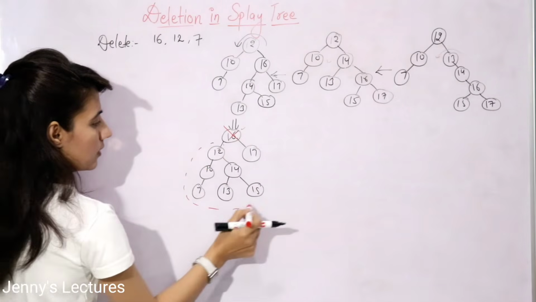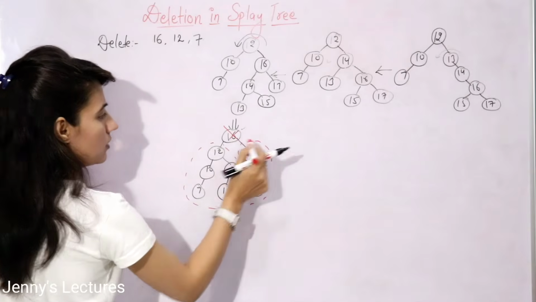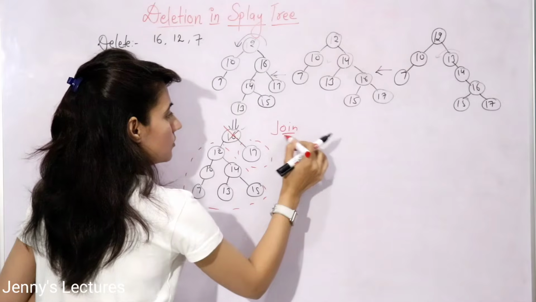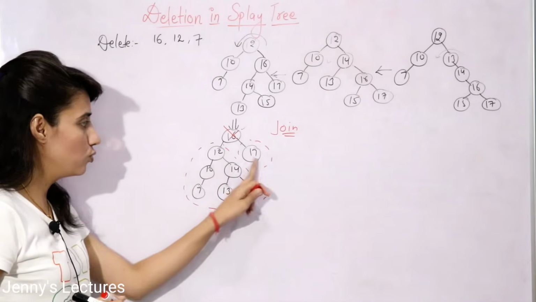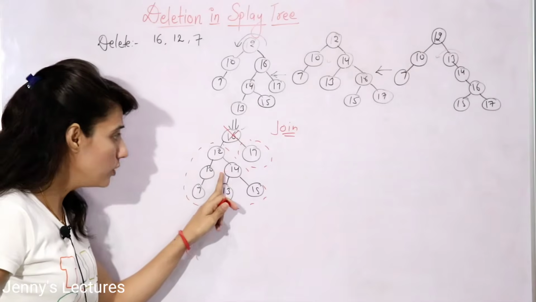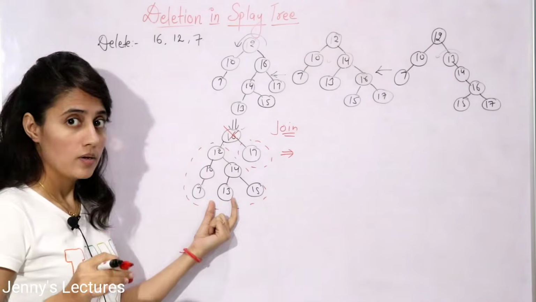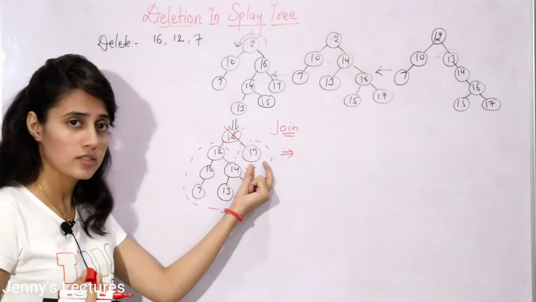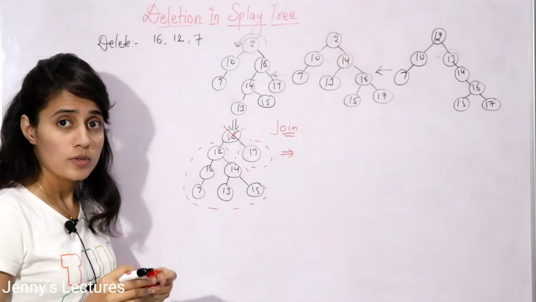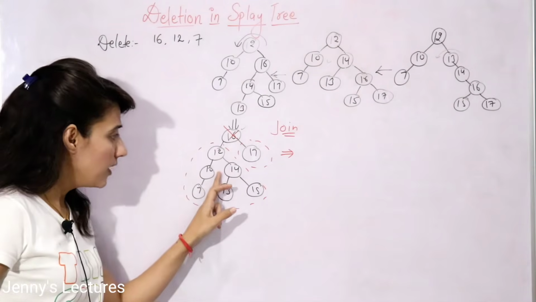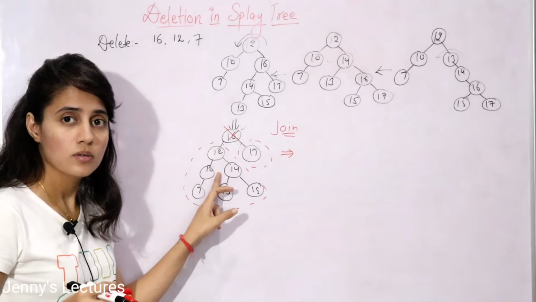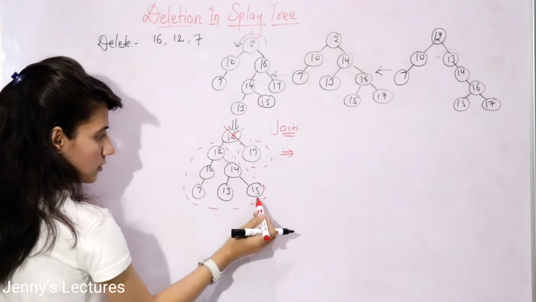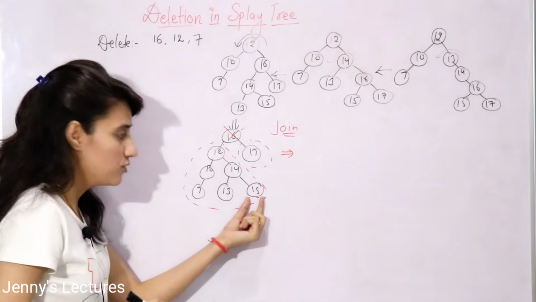One is this one, the left subtree of 16. This is the right subtree. Now you have to perform a join operation on these two subtrees. How will you join these trees? See, in the left subtree the values are always less than in the right subtree, fine. Now in the join operation, the first step is what? From the left subtree find out the maximum element first of all, right? So here the maximum element is what? 15. Now splay this 15.